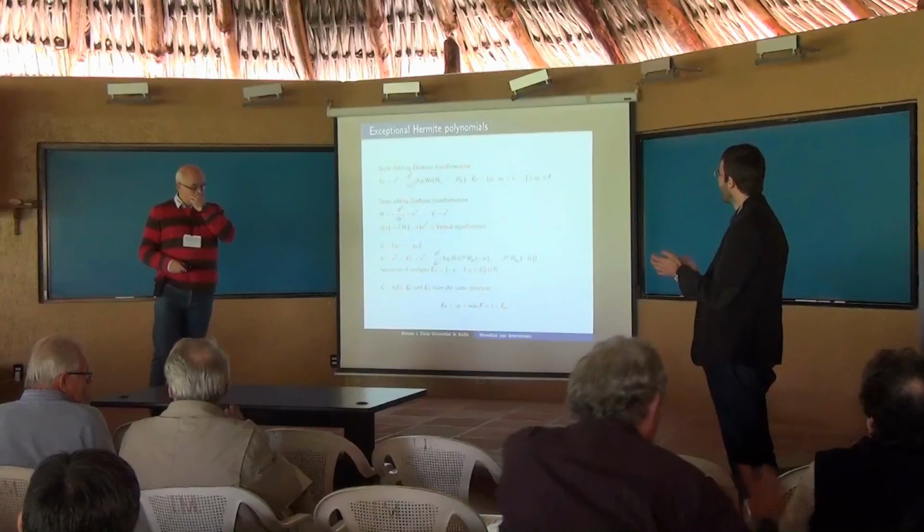This process is called a state-deleting Darboux transformation. So you have this process to build a new potential or new Hamiltonian, which you can explicitly solve using this new exceptional Hermite polynomial. You have this level of energy.